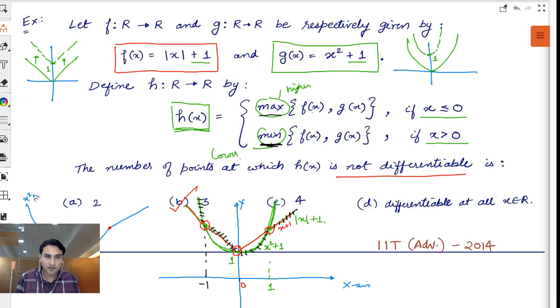This is x square plus 1. This one is mod x plus 1. This is x square plus 1. This is mod x plus 1. ठीक है ना? And these points were minus 1, 0 and 1. So it is not differentiable at minus 1, 0 and 1. Got it? Yes or no?